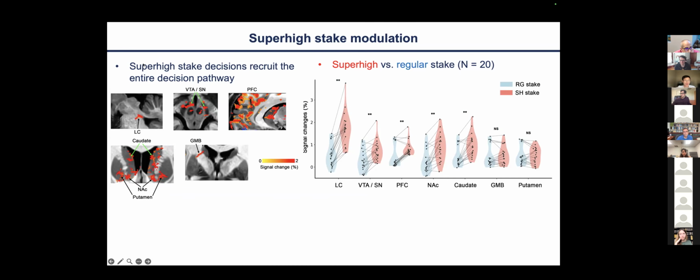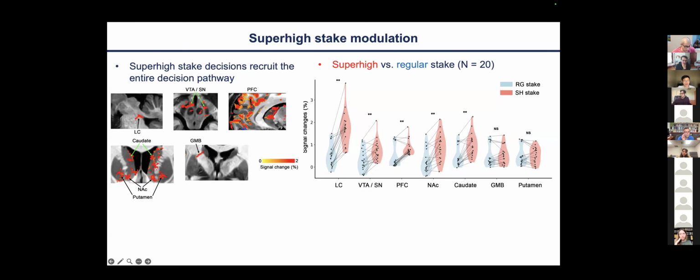So first, for basically the whole pathway from brainstem to prefrontal to striatal, basically the whole pathway, all nodes, they could be very strongly activated by the super high stake decision first. So you can see in the LC here, a very small activation cluster.